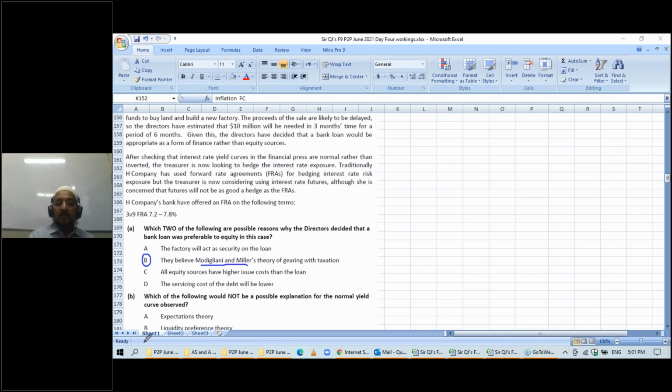So the correct ones are B and D. The servicing cost means the interest expense itself. Interest expense is the service cost of borrowing. So the servicing cost of the debt will be lower. Equity is obviously expensive, so these are the two which can be taken as the best. Otherwise, others can also be taken, but they are not the best ones. The main item should be these items, the cost, in the context of the question. So the correct answer is B and D.